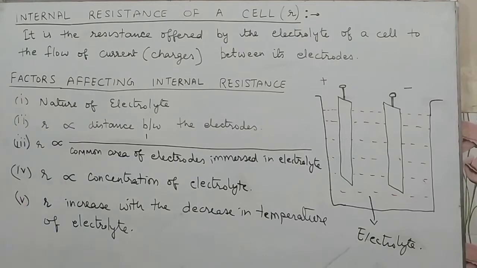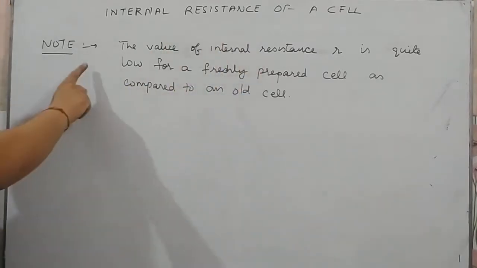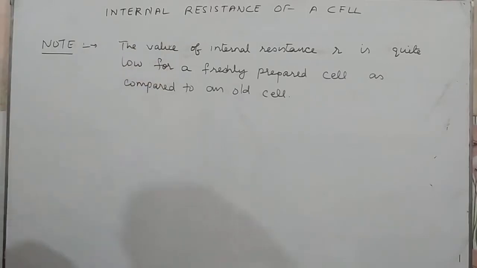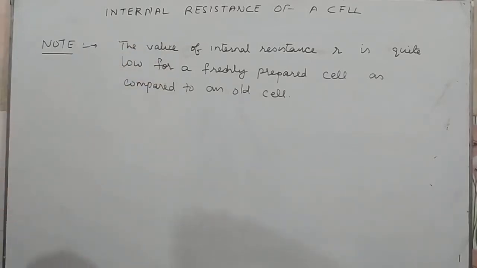Now it comes to the next topic. For the internal resistance of a cell, whenever we work in the lab, for any kind of electrical practicals, we always prefer the use of a freshly prepared cell. Why? Because the value of internal resistance small r is quite low for a freshly prepared cell as compared to an old cell. So keep in mind that a freshly prepared cell has a much lower value of internal resistance. That is what is preferred.